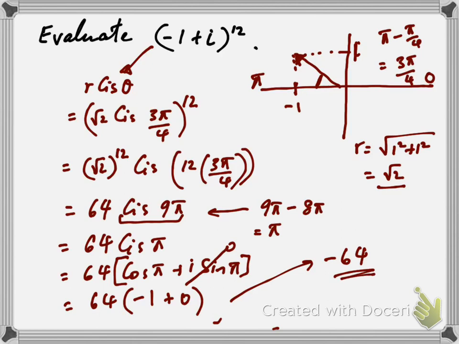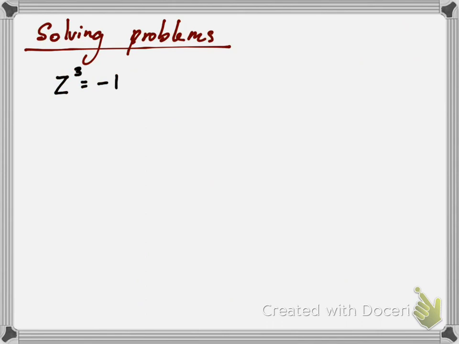In here the question said evaluate, so that would mean find a value for it. And you found a value for raising the polar number to power 12. Alright. Let's solve problems for a complex number using de Moivre's theorem.